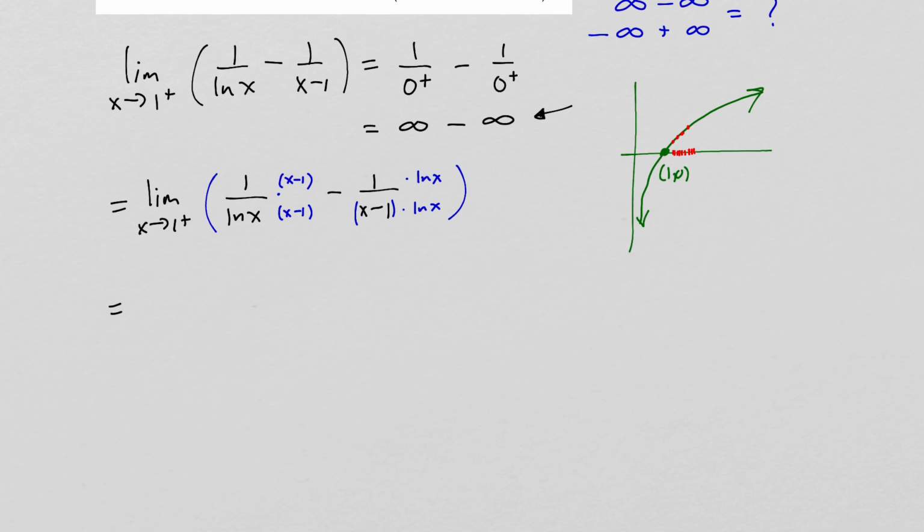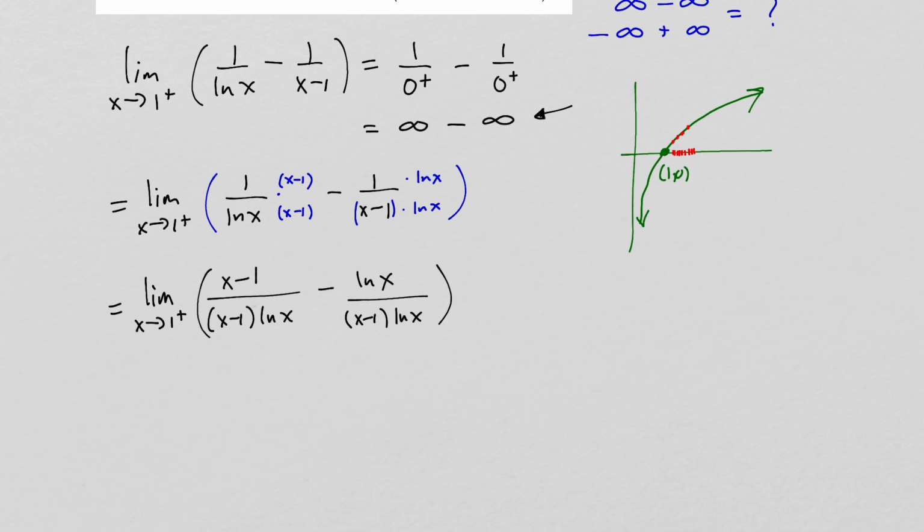And when I do this, I get the limit as x approaches 1 from the right of x minus 1 over (x minus 1) natural log of x, minus natural log of x over (x minus 1) natural log of x. And now that we have a common denominator, I can combine these into a single fraction with the same denominator. In the numerator, I have x minus 1 minus the natural log of x. And let's reevaluate this limit.